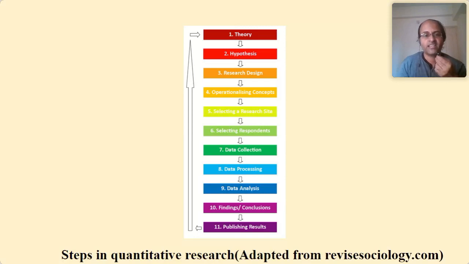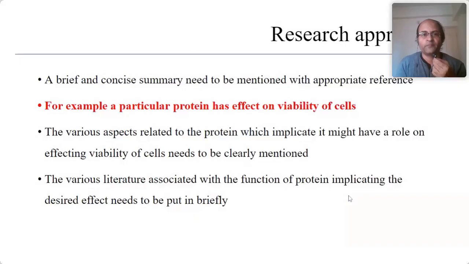And this is like a loop because based on the existing results, we propose the theory. So it continues in this way. Even for further research to be done, based on one we have already done, we could follow this loop. Now, the research approach is essentially the same as the qualitative one, so I wouldn't be spending too much time on these slides. It's a brief and concise summary of the entire thing. You have to give the appropriate references as well.